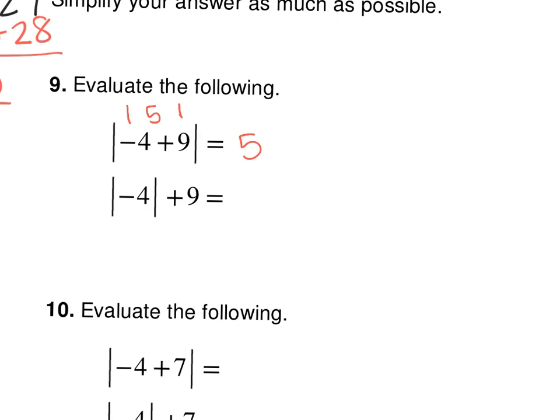Now we have the absolute value of negative 4 plus 9 outside of those absolute value bars. So we want to know what's the absolute value of negative 4. Well, negative 4's distance from 0 is 4 because distance is always positive. Then we have 4 plus 9. That simplified equals 13.